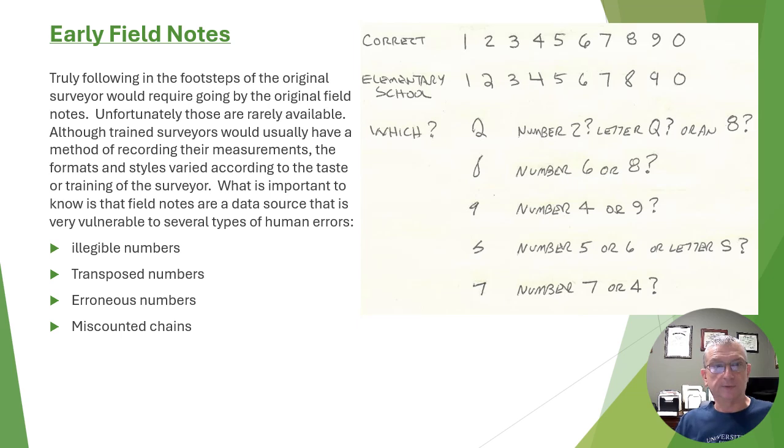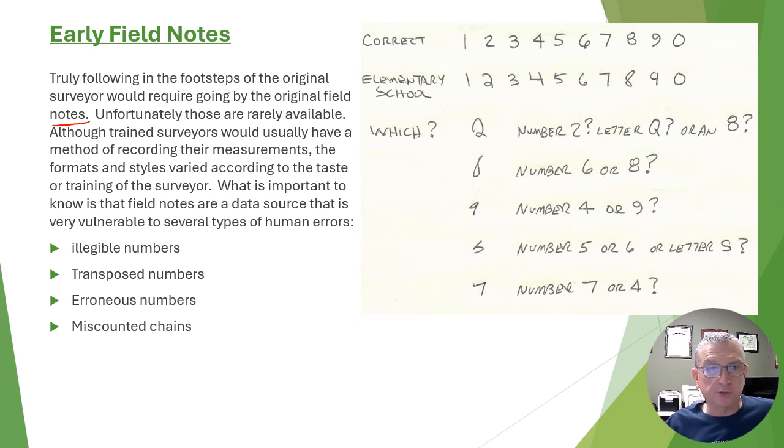So something else we have to consider are field notes. Truly following the footsteps of the original surveyor would require us to go get their original field notes, but those are not always available. They're rarely available. On a district or land lot, we can find them. We've looked at them already, and you know how hard they can be to interpret and follow.